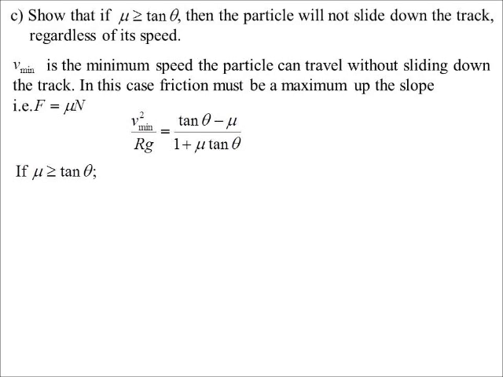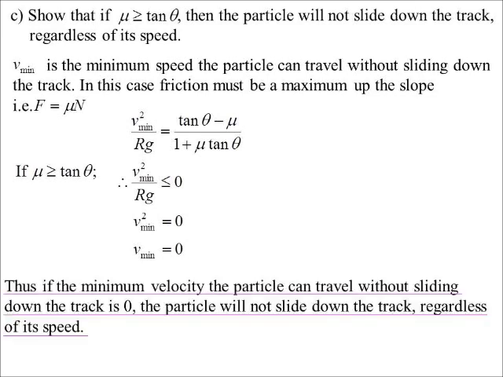Well, if that's true, look at the top of the fraction. That's going to end up being a negative number. V squared minimum on Rg, therefore, must be less than or equal to 0. Well, it can't be less than 0. So therefore, the minimum velocity is 0.